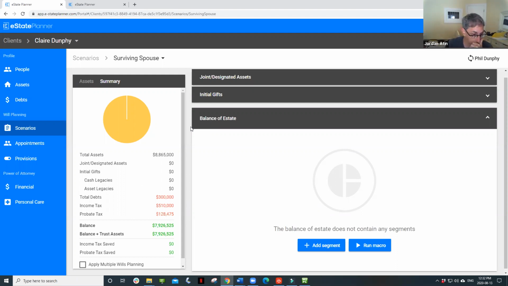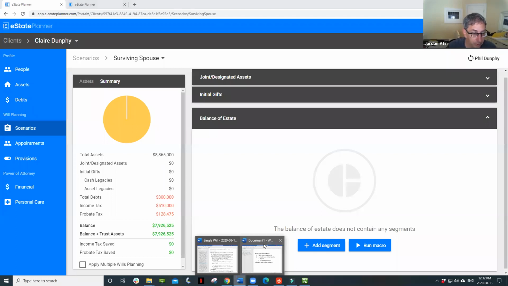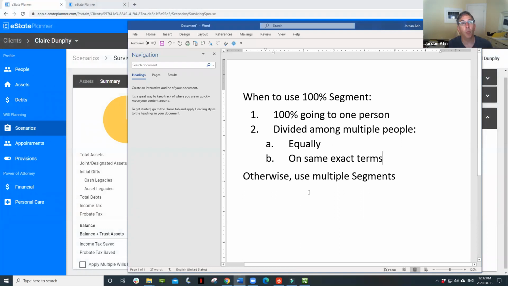So let me give an example, and then we'll go back to when you use segments and then how to subdivide, because once you've created a specific amount or a segment for a percentage, you can further divide that into smaller amounts. But let me take a couple of simple scenarios and then we'll go through some more complicated. So the test I always use, and I'm just going to call this up on my screen. When am I going to use a single segment for 100%?